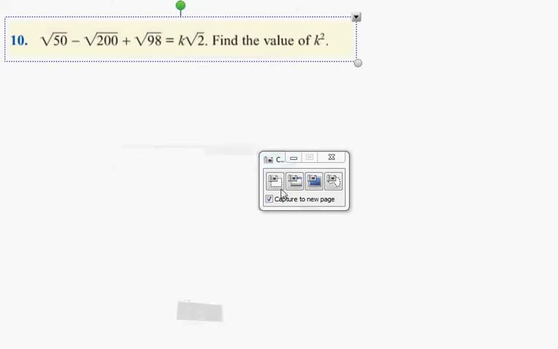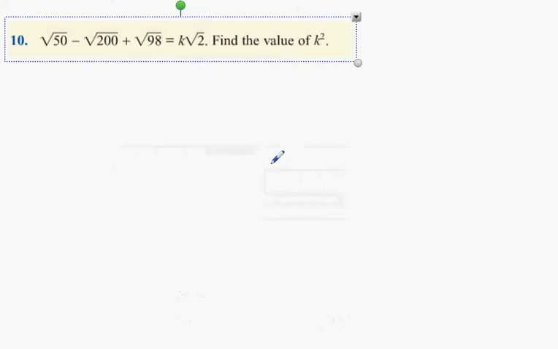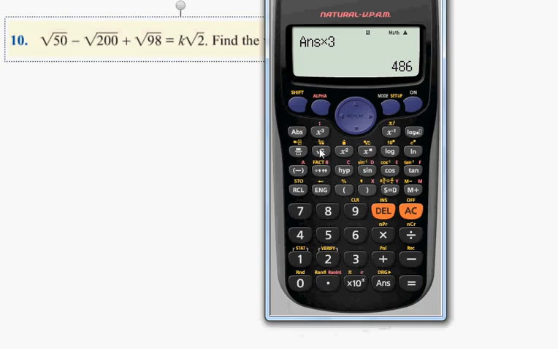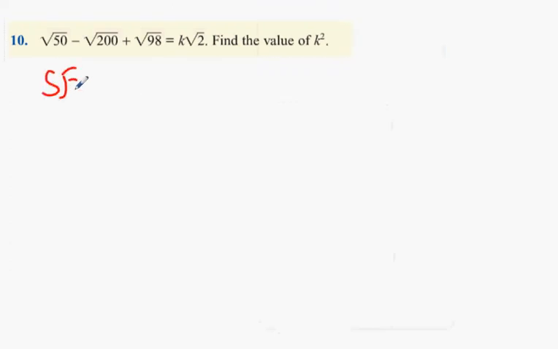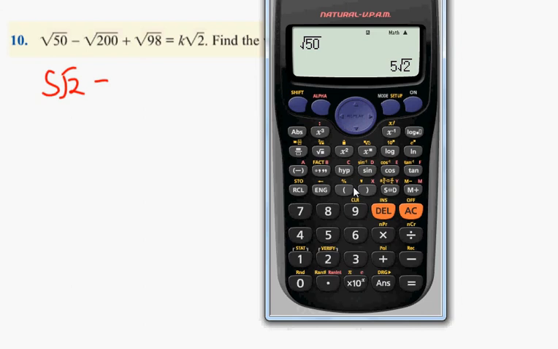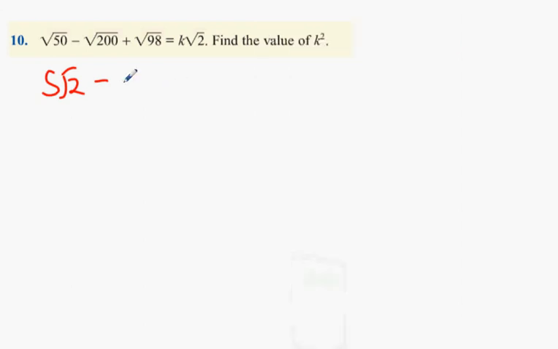What we have here, guys, is express this in the form k root 2. You can see quite clearly that none of these are in root 2. So you press root 50. Root 50 is 5 root 2. So if you want to put down some workings, you can say 5 root 2. The second one's root 200, which is 10 root 2.